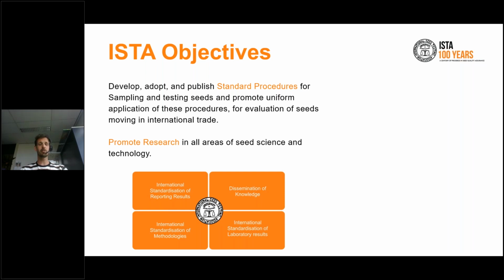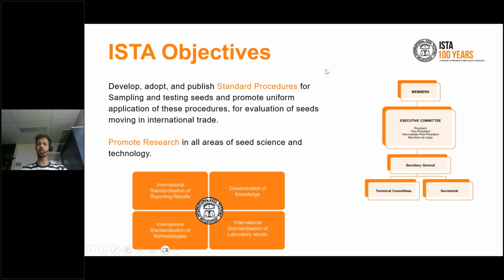Here below you see this nice quadrant that summarizes the different areas that we're working in: the dissemination of knowledge, the international standardization of laboratory results, and we strive for international standardization of methodologies, of course, and standardization of reporting of results. And we support that with documents, layouts and standard forms supporting seed rates.